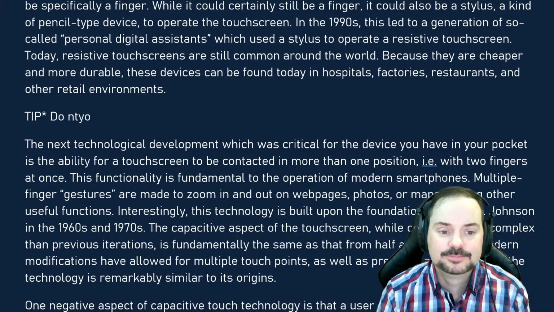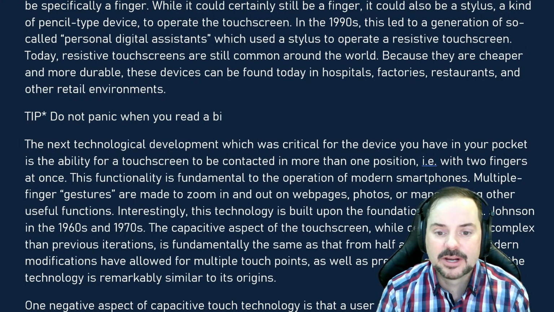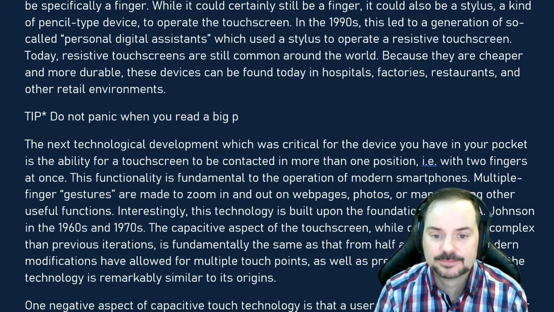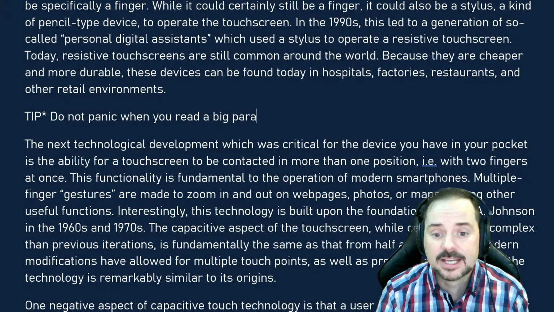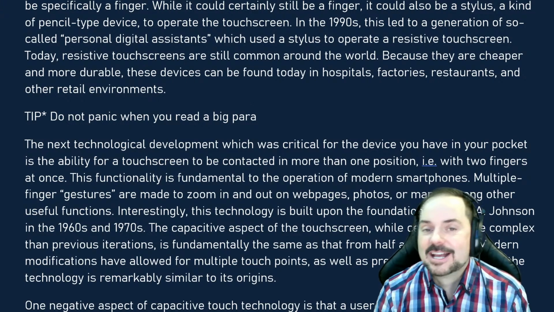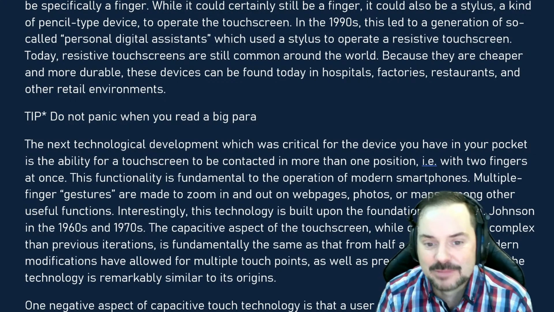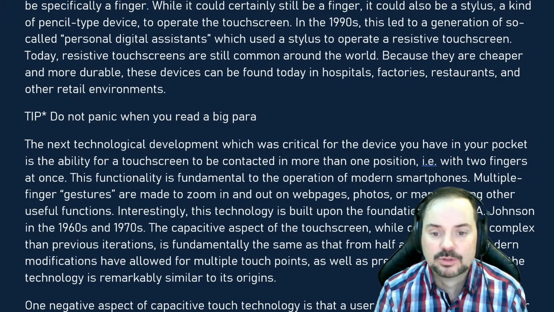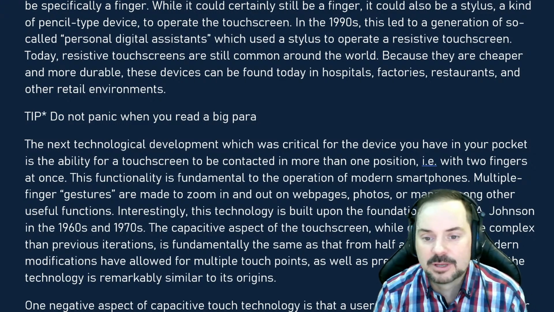Do not panic when you read a big paragraph with lots of information. There's usually one of these at least in the test, by the way. Every IELTS that I've seen has at least one passage with one massive paragraph with lots of information, and you have to keep your cool. Don't panic, okay? So do not panic when you read a big paragraph.